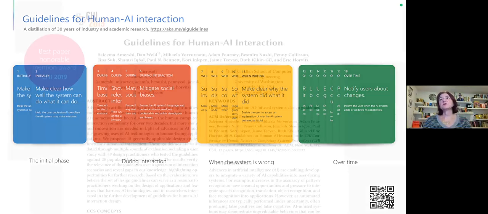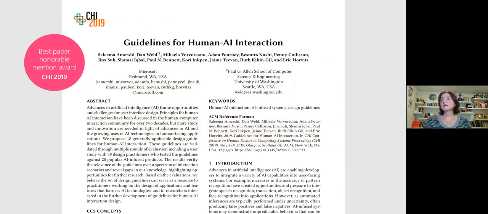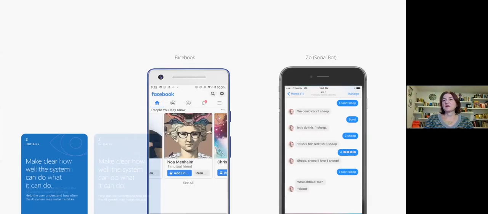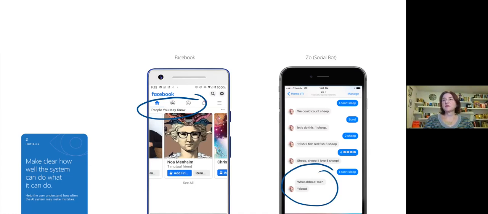And if you want to read exactly how it's done, there's a CHI paper. But really what's important are the guidelines and what they say. And so let's do that, and I'll give you some examples. So the first part is what happens initially. In this example, making clear how well the system can do what it can do. So this is all about context setting, right?